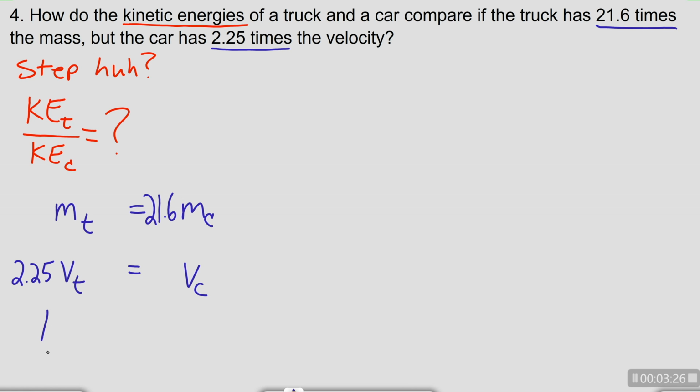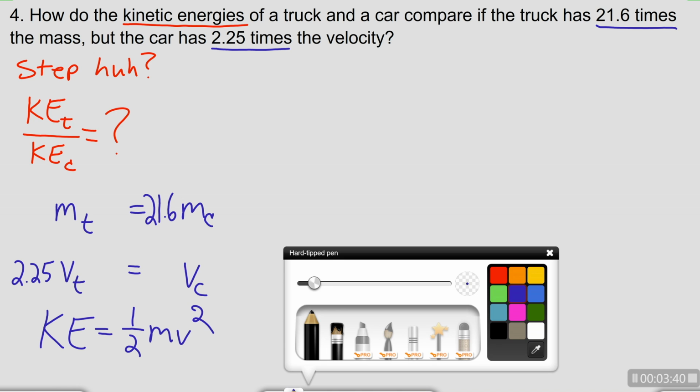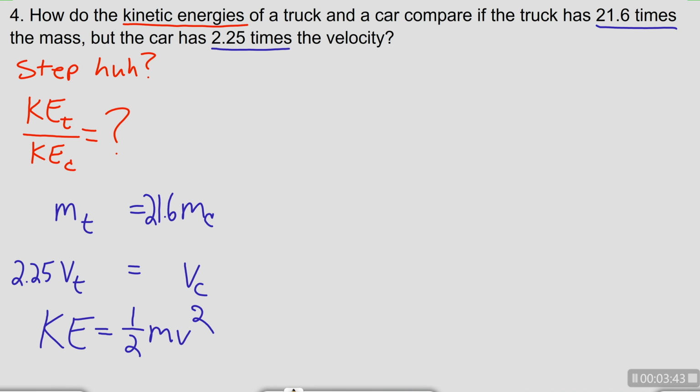So where do we go from here? A good idea would be to write the formula you're going to use, just to remind yourself, that kinetic energy is equal to 1/2 mv squared. We're going to be using that idea. So the next thing we're going to do is we're going to make a ratio. So I'm going to write kinetic energy of truck divided by kinetic energy of car. So that's what I have. This is going to equal something over something.